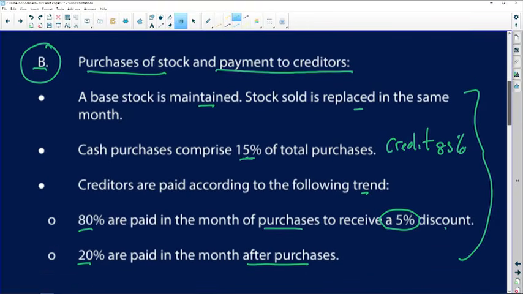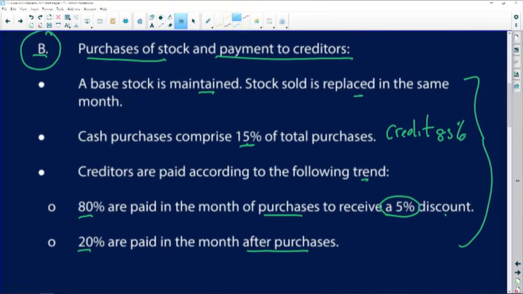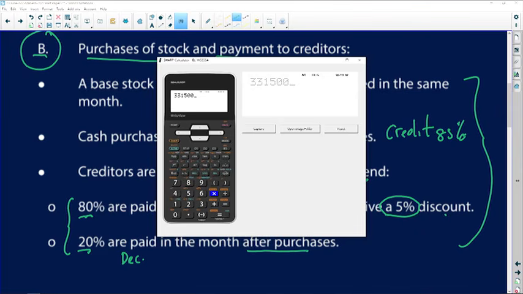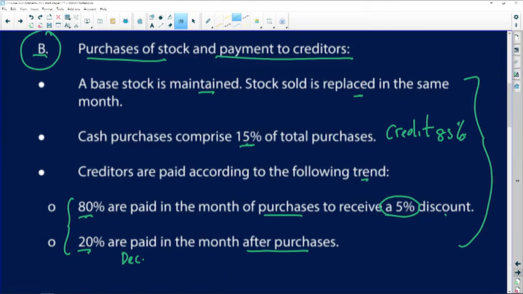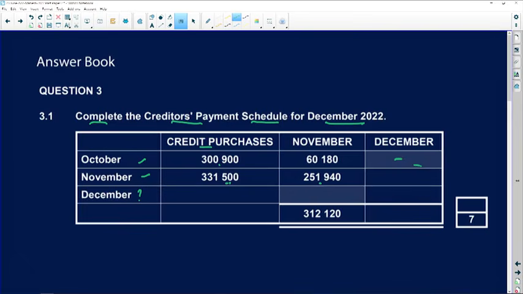Okay, so remember guys, you've got not 15%, there's this bit here. So 80% will pay in the month of purchase, 20% will pay in December. So that amount times 20%, and I will pay 66,300 in December. So let's fill that in. Right, so in December, for November's purchase, I'll pay 66,300.